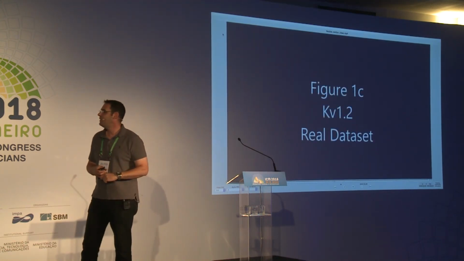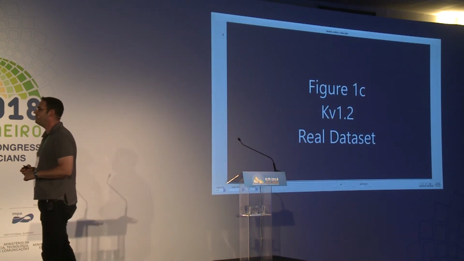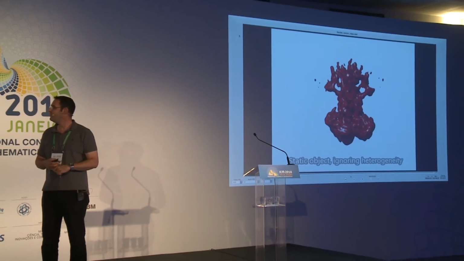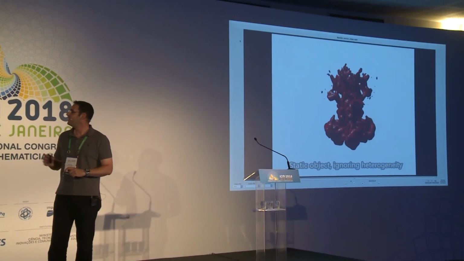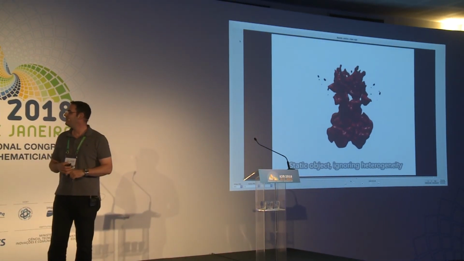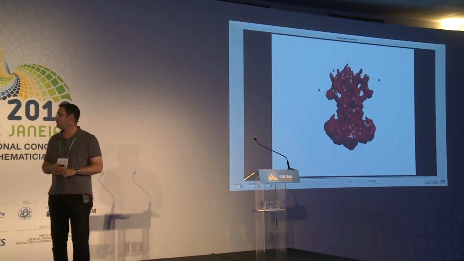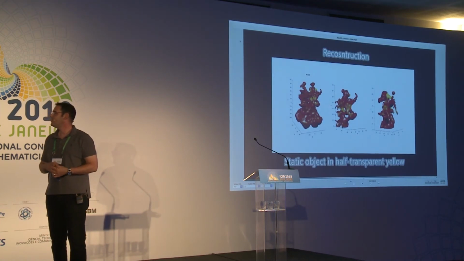Okay, the real data sets, this is still work in progress. These are very, very messy data sets, and we get data sets which nobody can solve for now. So that's a static object that we got using our methods, ignoring heterogeneity. This is for the ion channel.